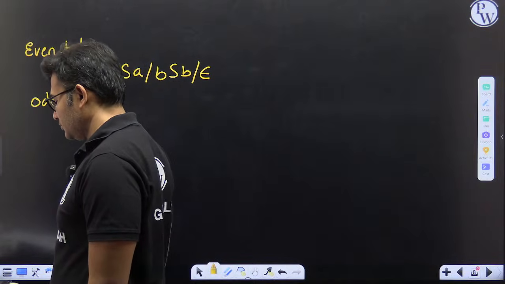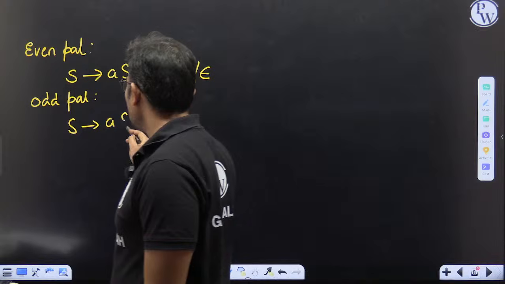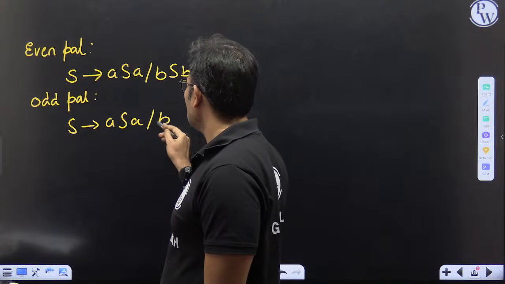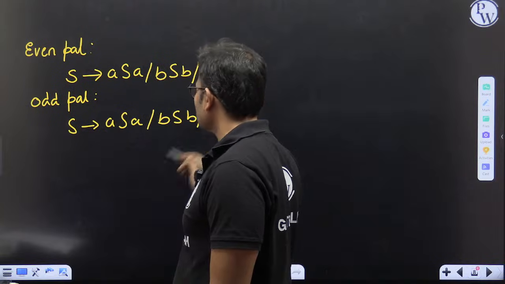Very good. So S derives ASA or BSB or A or B.